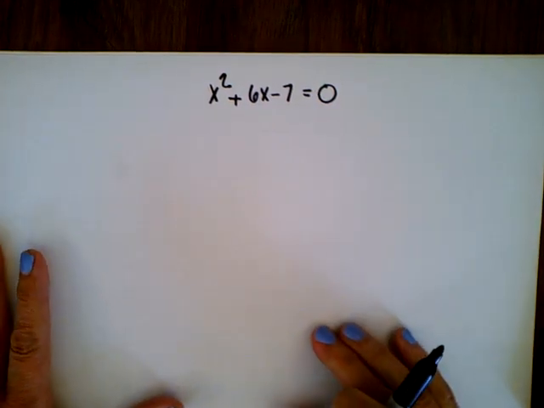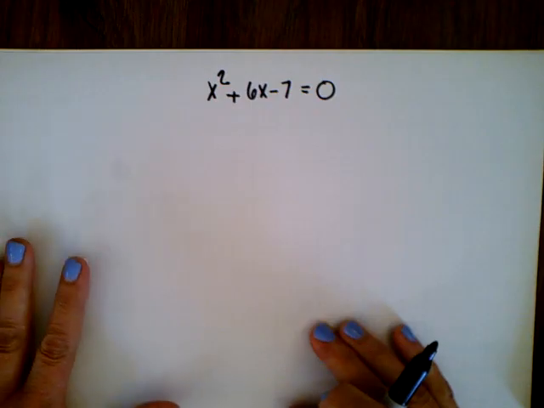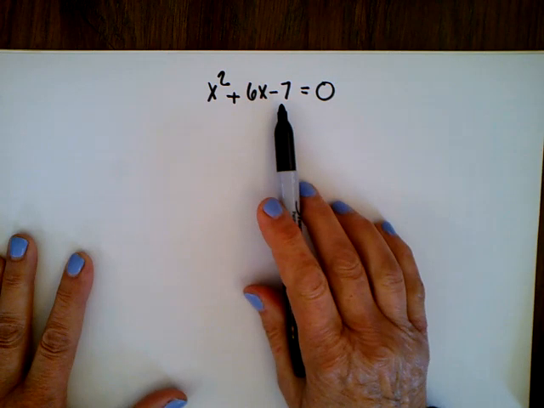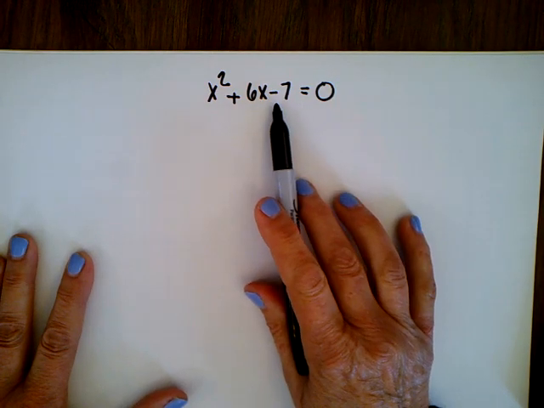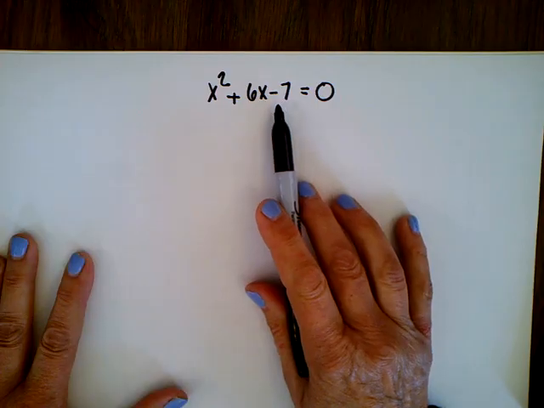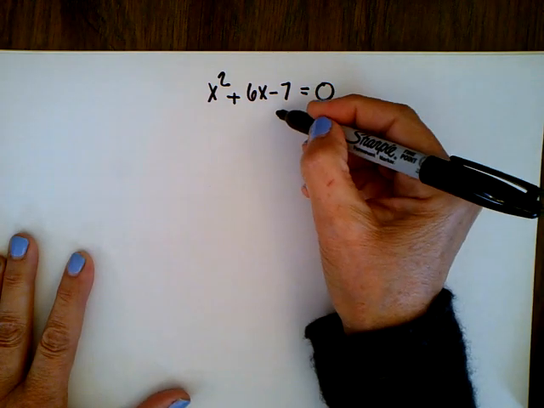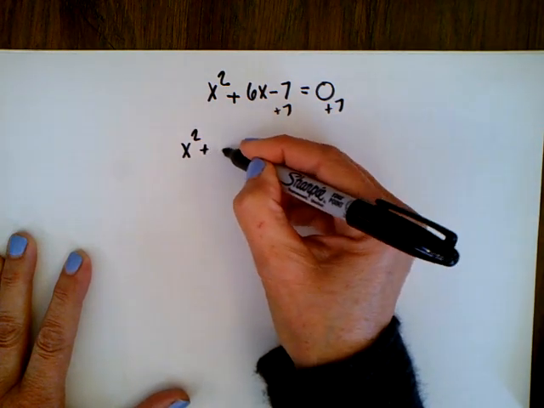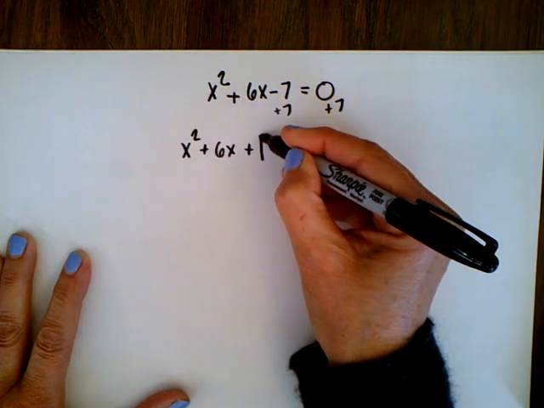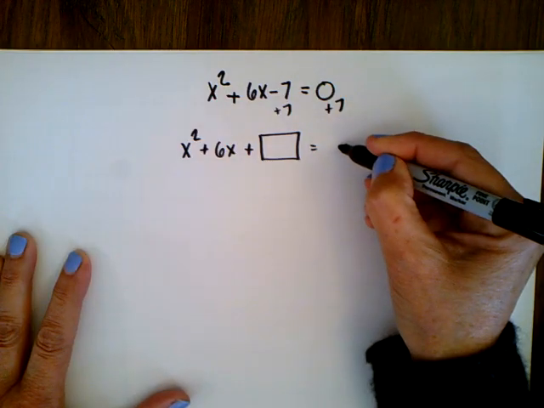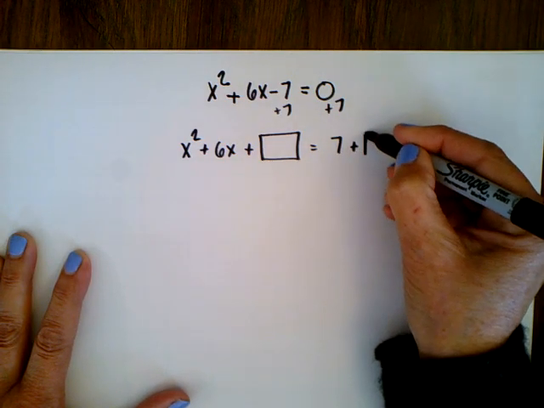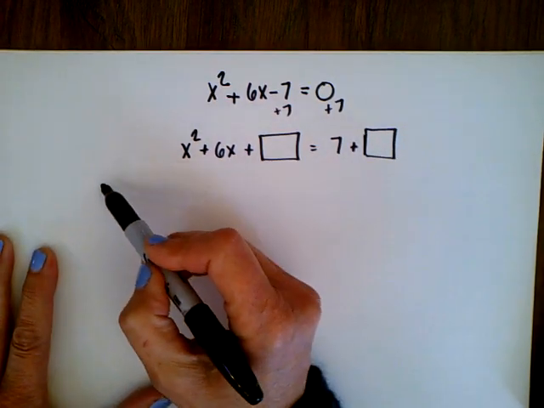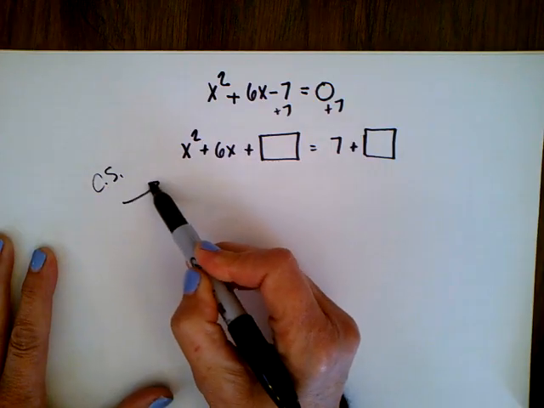Let's solve the next one by completing the square. To set this up, I'm going to move the constant term to the other side. It says subtract 7, so we're going to move it by adding 7 to both sides. X squared plus 6x plus, I'm going to leave my blank space, equals 0 plus 7, which is 7, and plus my box. And now we're ready to complete the square on the left-hand side.